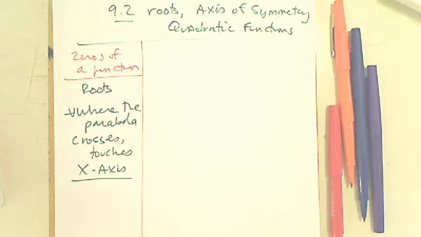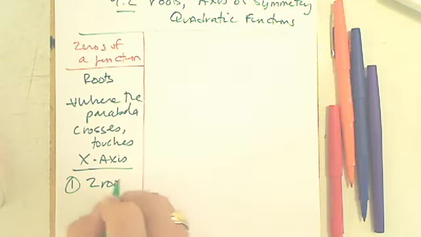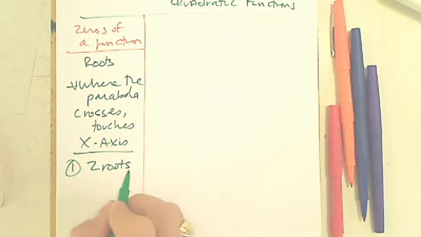There are 3 types of roots. Let's think. What's the most that a U can cross the x-axis? How many times can it touch the x-axis? Twice. For now, in this chapter, it can touch twice. You can have 2 roots or 2 solutions. They call this 2 roots or solutions.